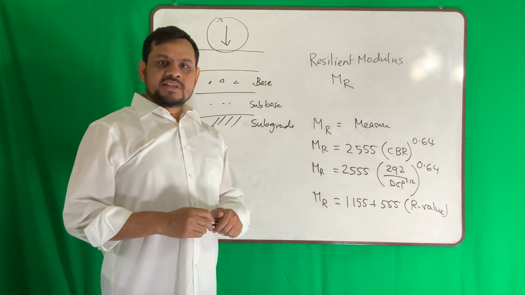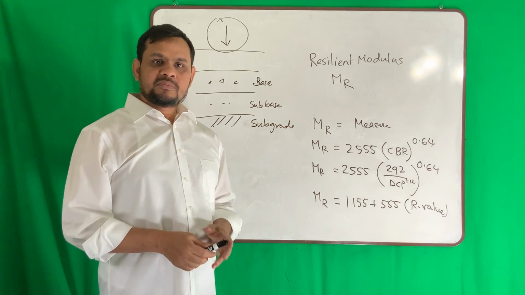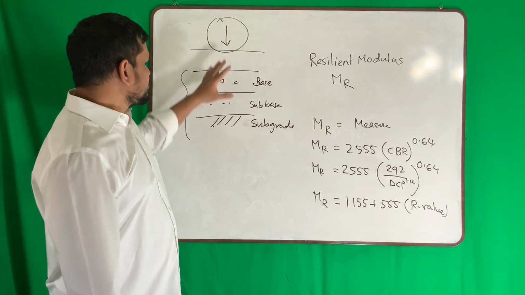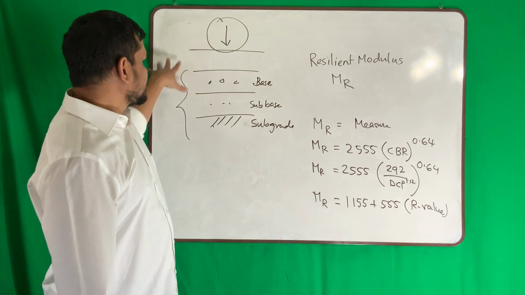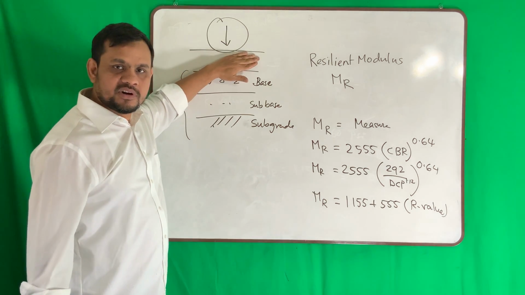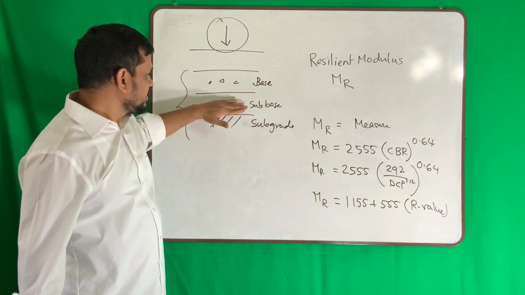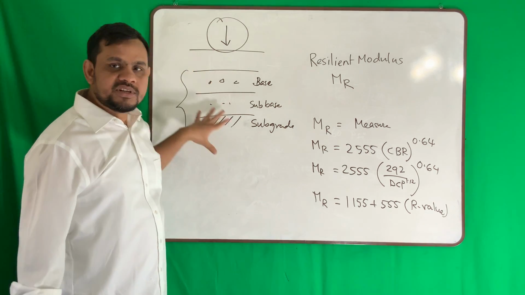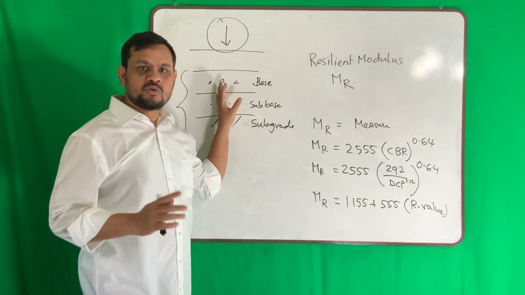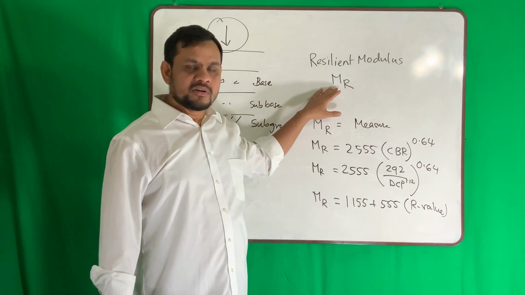This time I will discuss another test to determine the resilient modulus of soil or any aggregate base layer. So before starting that, let me summarize again. So this is my pavement layer. Surface layer is asphalt or concrete, then base, subgrade. So when we design the pavement for these three layers, our main input parameter is resilient modulus.